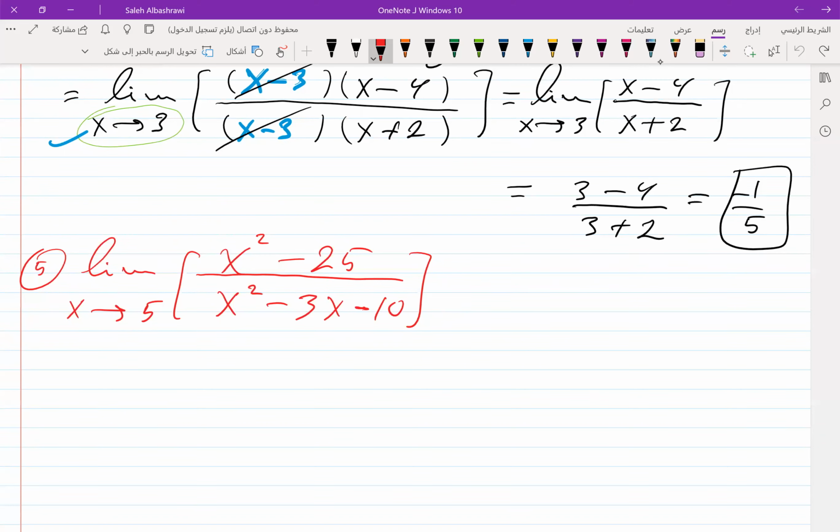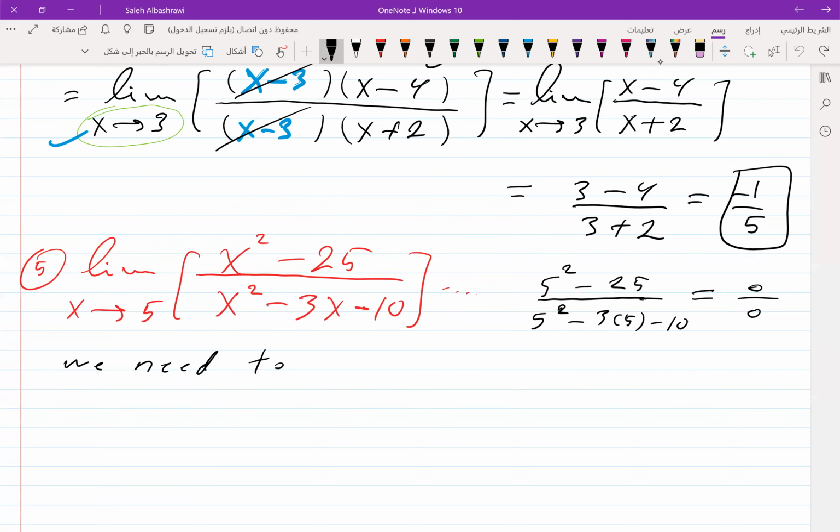So as we did before, replace x by 5. What will we get? I will get 5 squared minus 25, which is 0, divided by 5 squared minus 3 multiplied by 5 minus 10. You will get 0 over 0. So it is 0 over 0, which means I have to simplify.